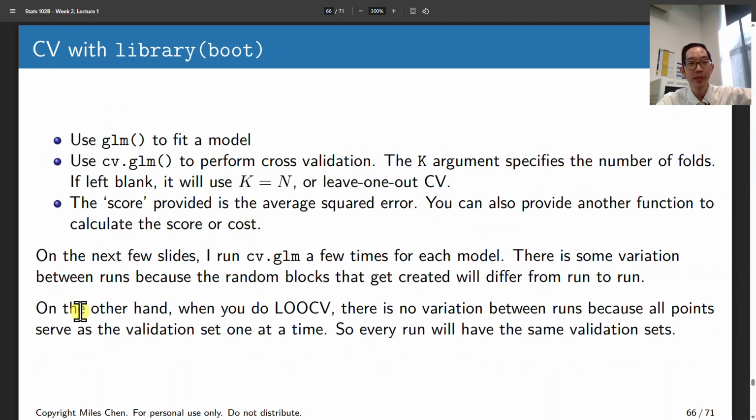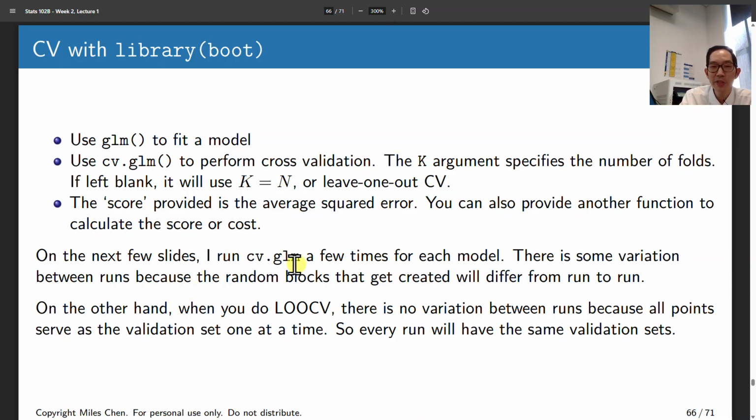Okay. All right, so that's kind of how cross-validation works. We can do cross-validation again with library boot, and you can specify an argument k, which will tell you how many folds to do. If you leave the k argument blank, it does leave one out cross-validation, which we've seen it do, okay? And then the score is going to provide your average scored error.